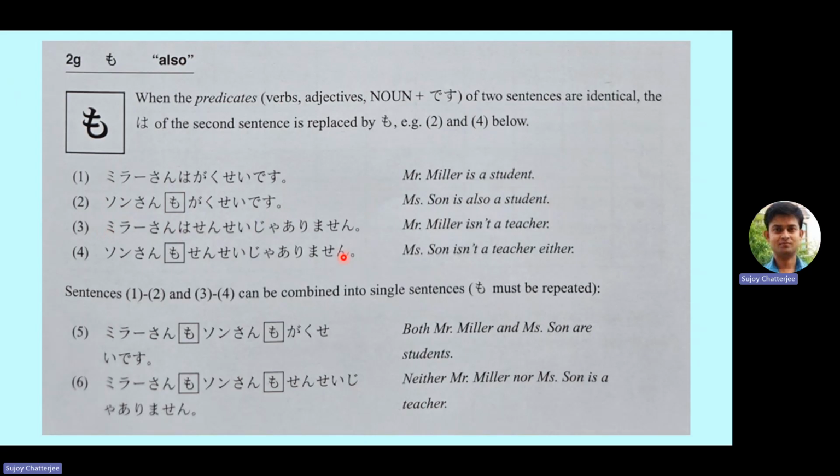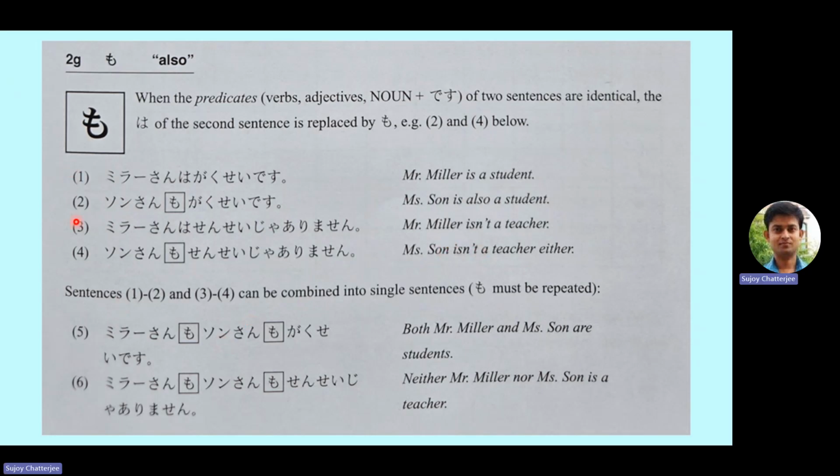Another example in the negative sense: Mr. Miller isn't a teacher. Mira-san wa sensei ja arimasen, or Mira-san wa sensei dewa arimasen. And Miss Son is not a teacher either. That means Miss Son is also not a teacher. So here we will write Son-san mo sensei ja arimasen, or Son-san mo sensei dewa arimasen. So we have to simply replace wa with mo to give the meaning of "also".